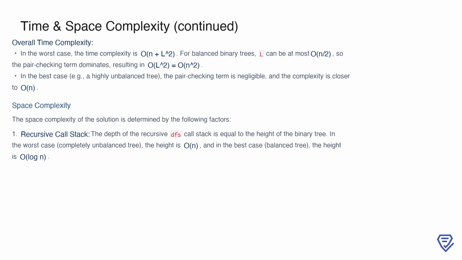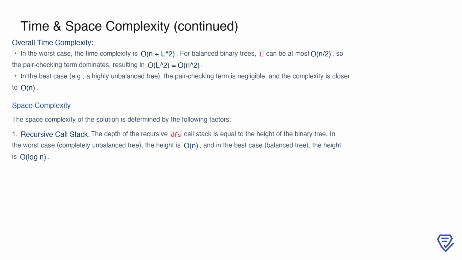Now turning to space complexity, we analyze the recursive call stack used during the depth-first traversal. The depth of this stack is equal to the height of the binary tree. In the worst case, where the tree is completely unbalanced, the height could be O(n). For a balanced tree, the height is reduced to O(log n), making this a significant factor in the overall space complexity.